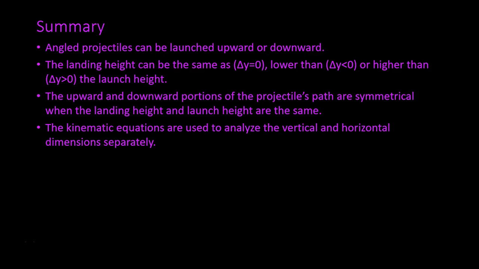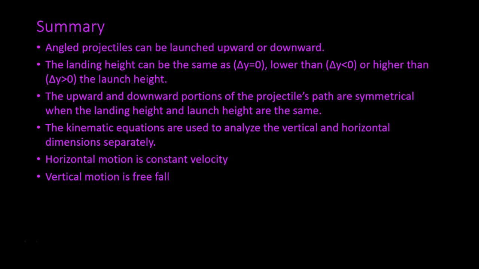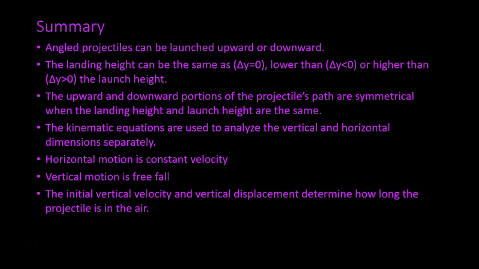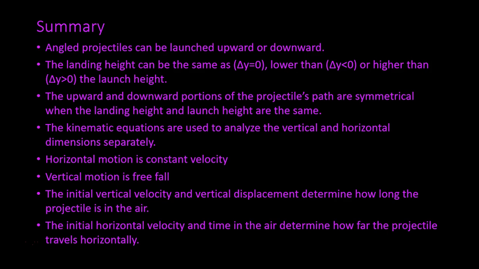The kinematic equations are used to analyze the vertical and horizontal dimensions separately, just like in other projectile motion. The horizontal motion is constant velocity. The vertical motion is free fall. The initial vertical velocity and the vertical displacement determine how long the projectile is in the air, and the initial horizontal velocity and time the projectile is in the air determine how far the projectile travels horizontally.